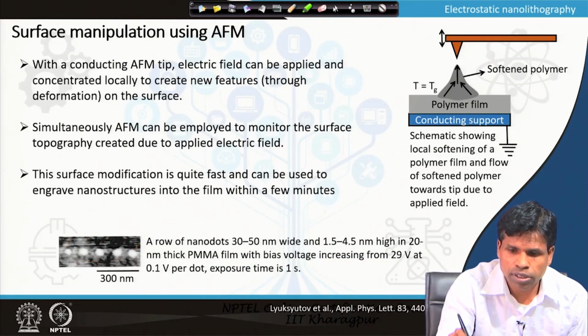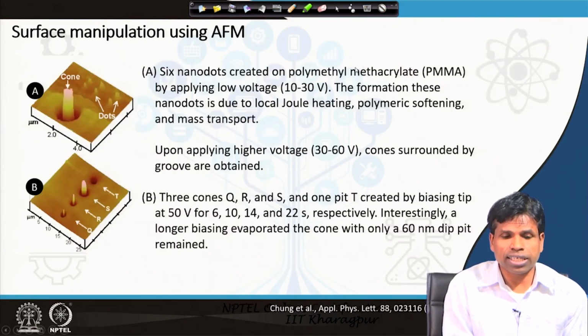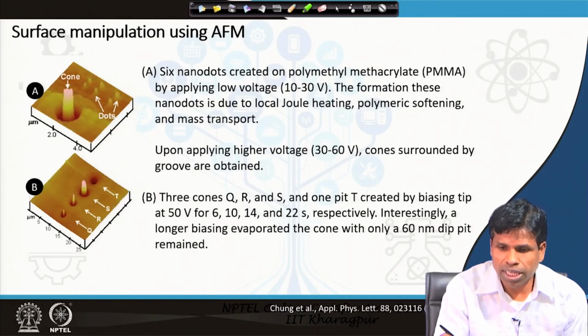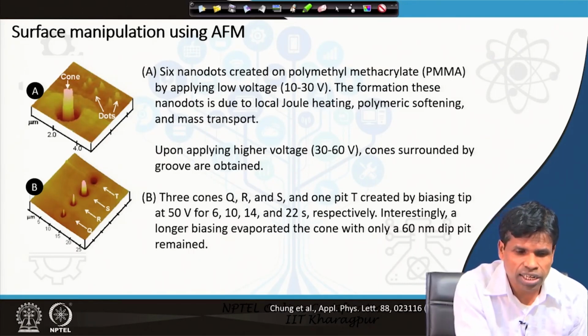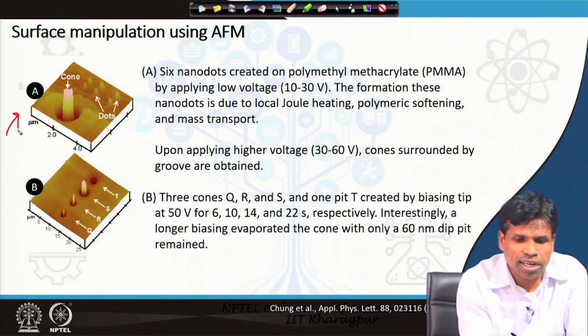Manipulation can be done, so this can also be done. Another example here, it is again PMMA, polymethyl methacrylate, and as you see here in this AFM image, there are 6 dots.